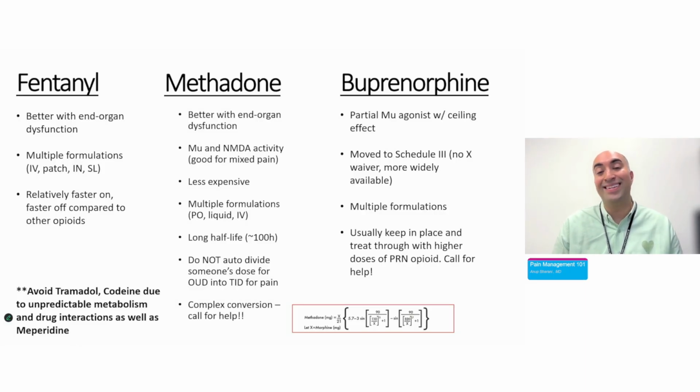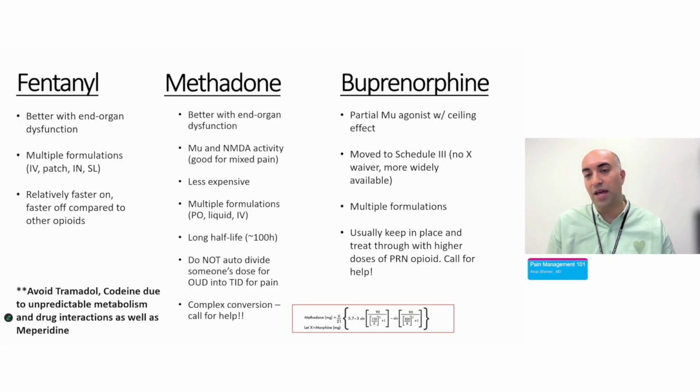We would recommend against auto-dividing what someone is using for cravings in substance use disorder into pain, unless there's a clear indication, because it's going to also involve you working with their addiction medicine specialist or whomever is prescribing their methadone. And the math can be a little more complicated, so it's important to work together and find someone on your team that you can bounce this off of and make sure that you're doing the math correctly.